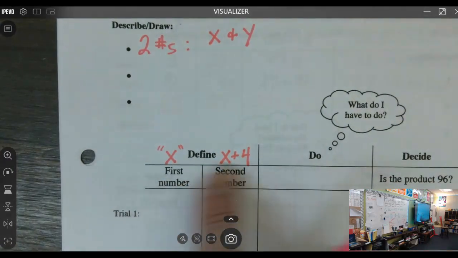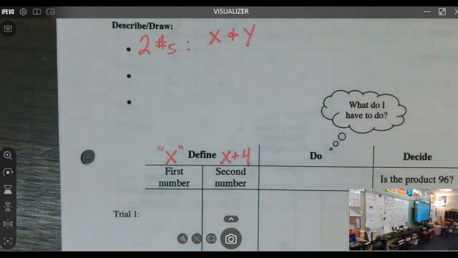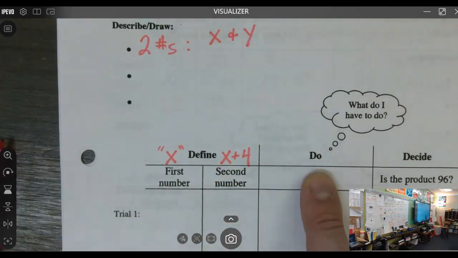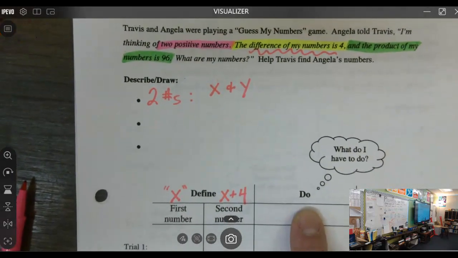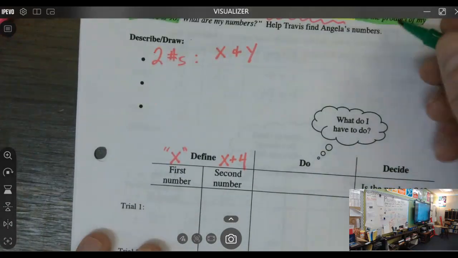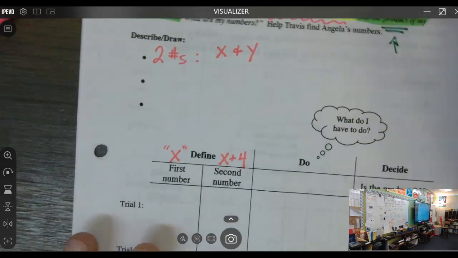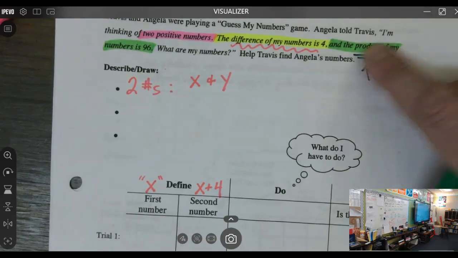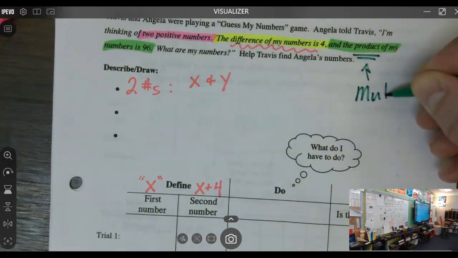Now, you could also do minus, but I feel like it's easier to add. What do they tell us needs to happen? I highlighted it in green. The product is 96. So what does product tell me to do? No, that would be sum. What is product? If you can't remember, you should probably make a note. Multiplication.